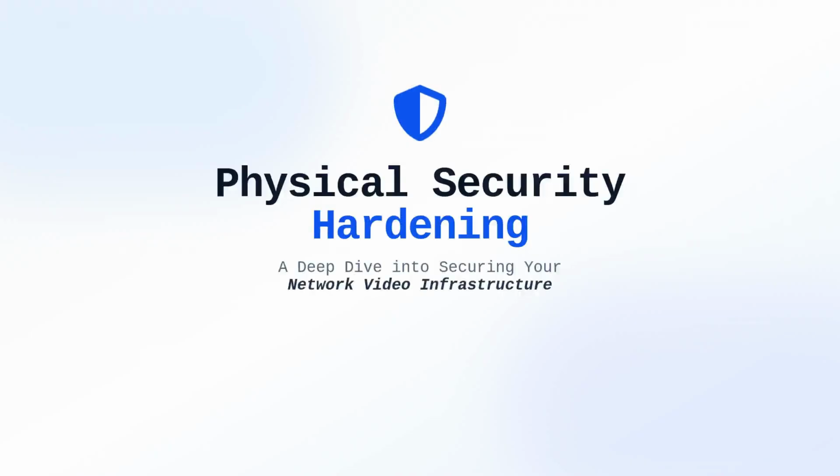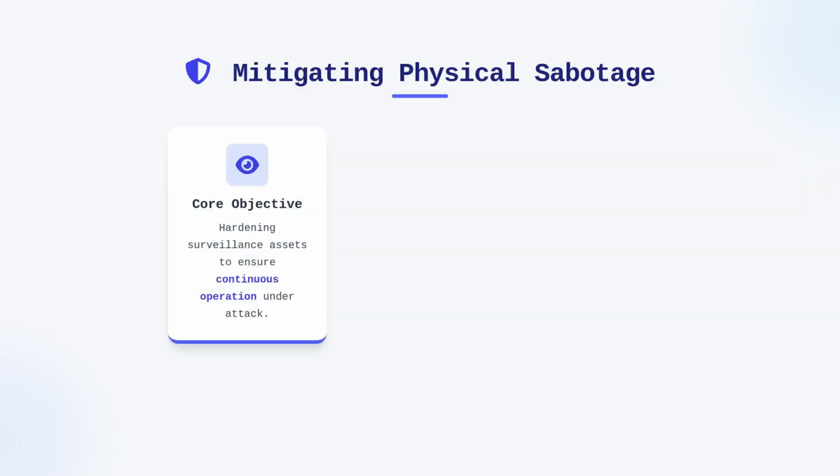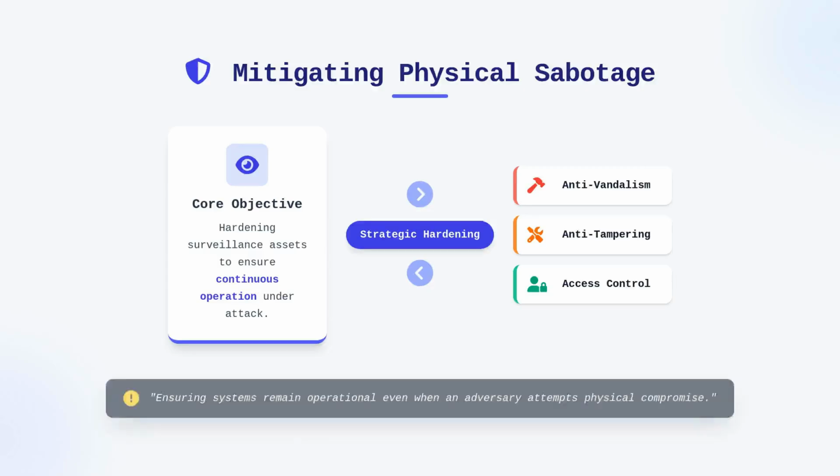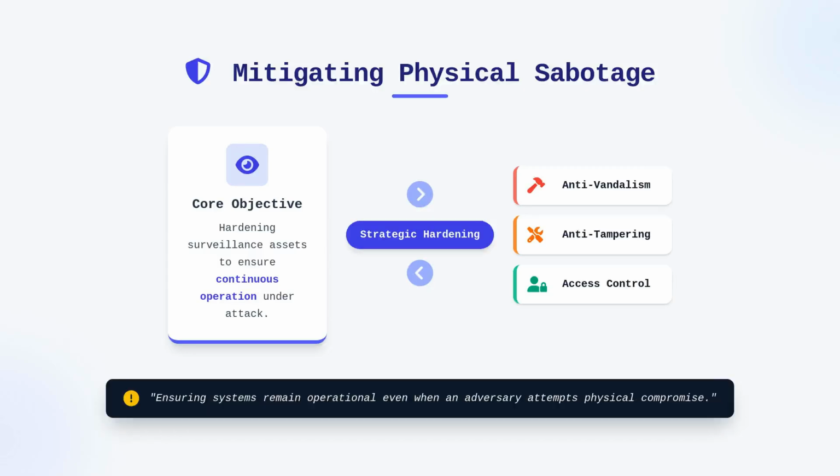Hello, and welcome to this deep dive into physical security hardening for your network video infrastructure. In this chapter, we focus on mitigating physical sabotage by hardening your surveillance assets against vandalism, tampering, and unauthorized access. By mastering these techniques, you ensure that your cameras remain operational even when an adversary attempts to physically compromise the system.